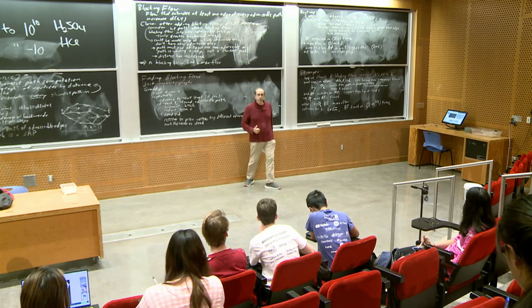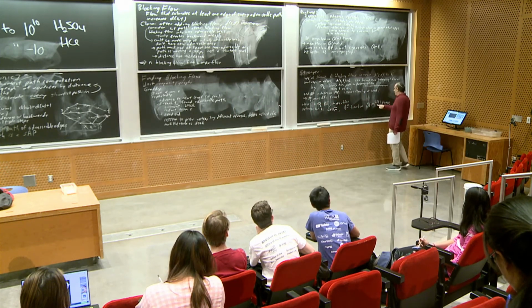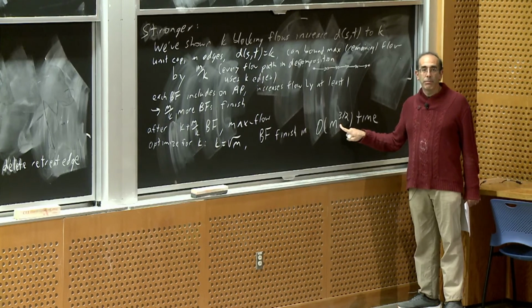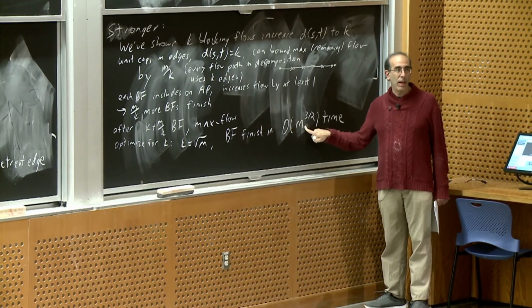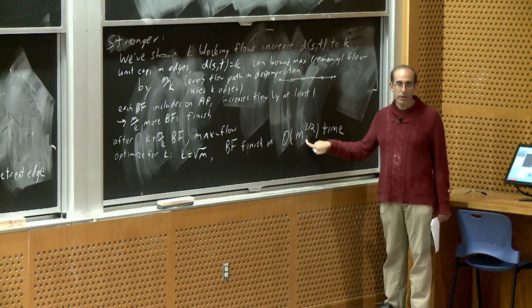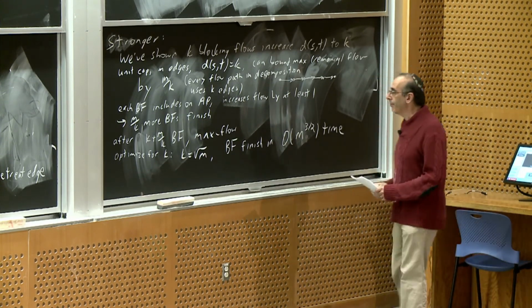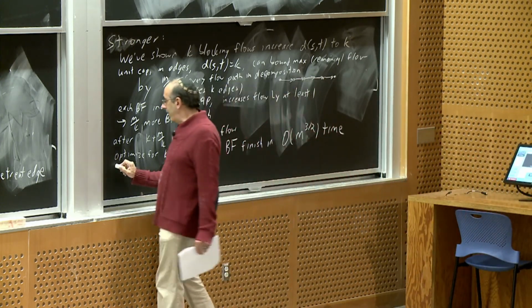Okay. And this is significantly better than mn, right? In a sparse graph, this is much smaller than mn. And we don't have to change the algorithm. It's just that the analysis is better. Okay. There's a similar observation.